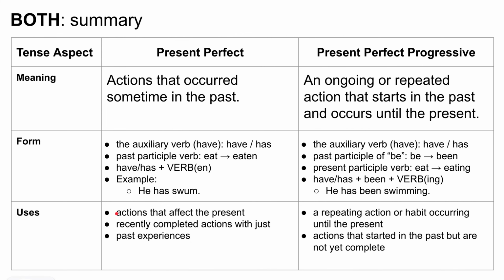For the uses, the present perfect is used for three purposes: actions that affect the present, recently completed actions with just, and past experiences. The present perfect progressive has two uses: a repeating action or habit occurring until the present, and actions that started in the past but are not yet complete.